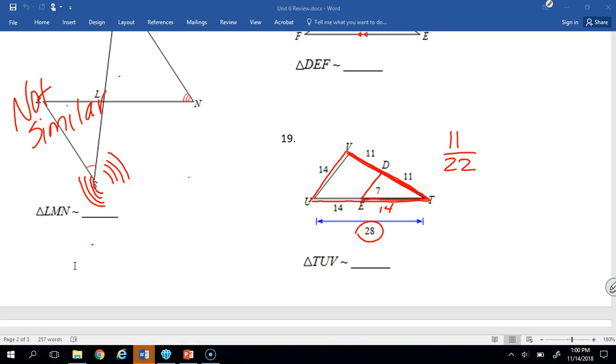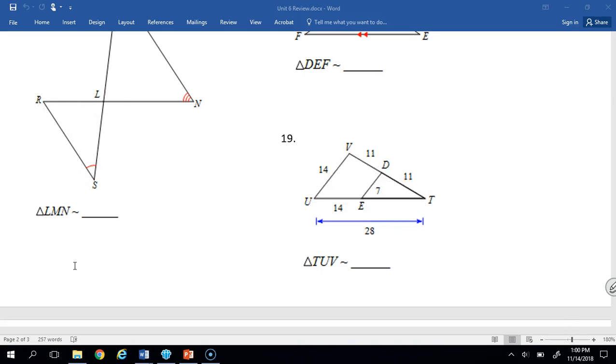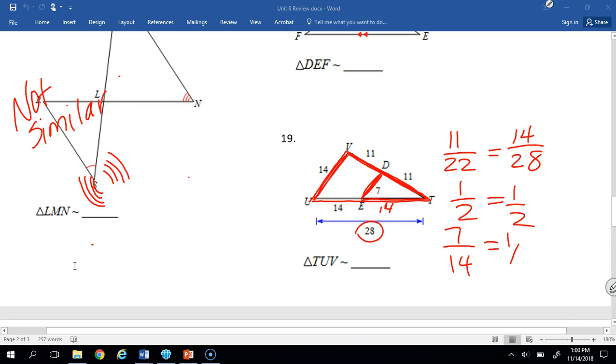But that's not what we really need. We do need this part. So 14 over 28, little triangle over big triangle again. And that's 1/2 equals 1/2. So because the ratio is the same, we could say that they are similar. Now also we see that this side right here, this 7 and this 14 are the third side. So we could say 7 over 14, and that is also 1/2.